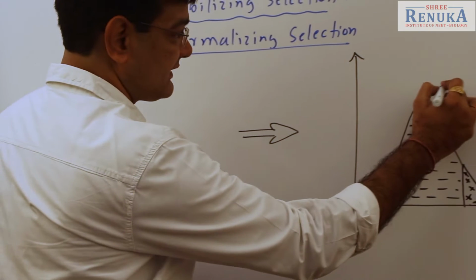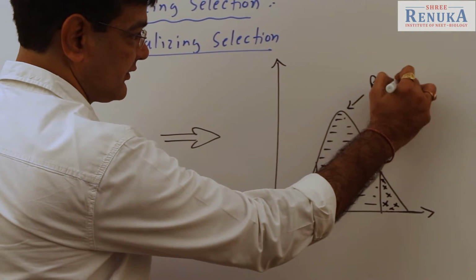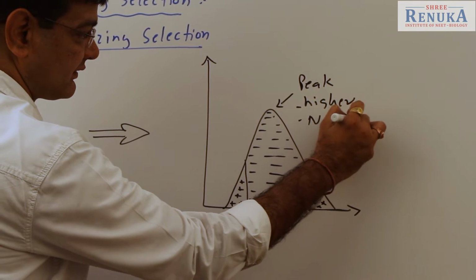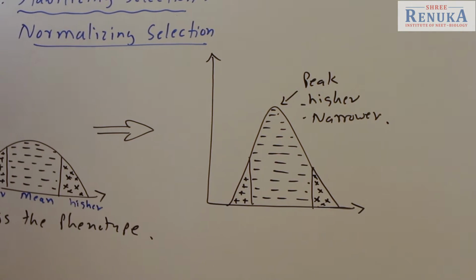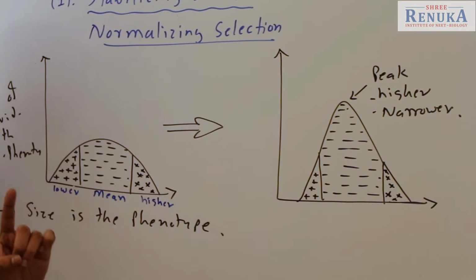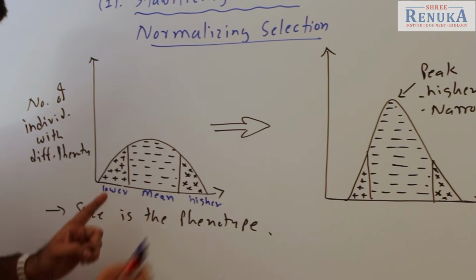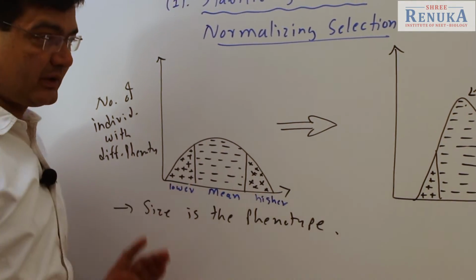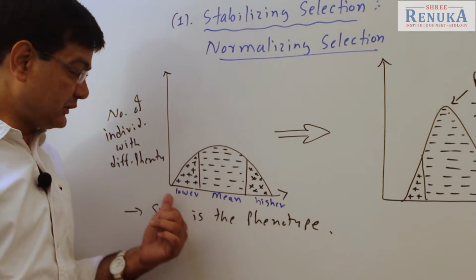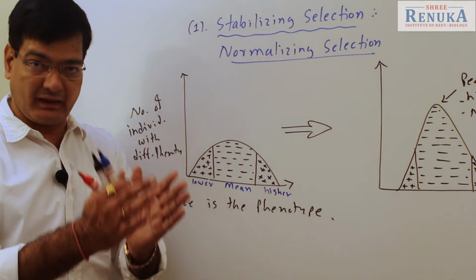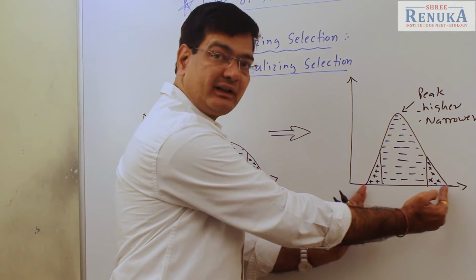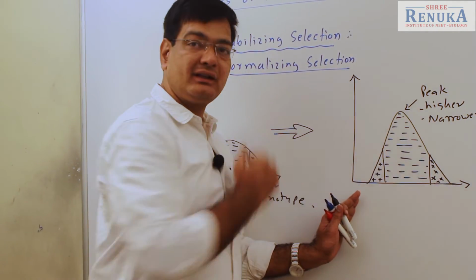So here we can say the peak becomes higher and narrower as well. So we can say that only one kind of phenotype is selected in the population instead of three. Here in this population, the variation decreases, as we can observe that initially there are three different phenotypes for the same character. Later on, the higher and lower extremes go on decreasing and the mean goes on increasing.